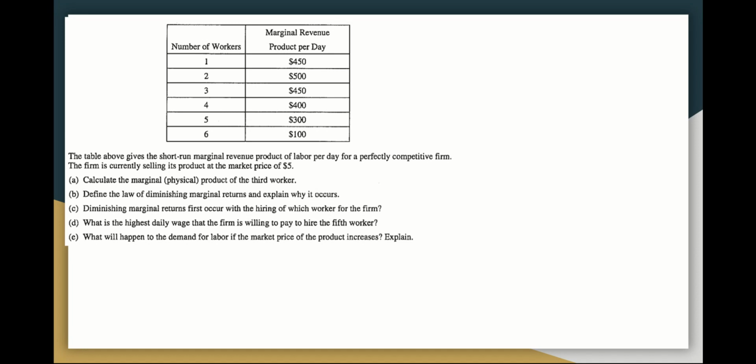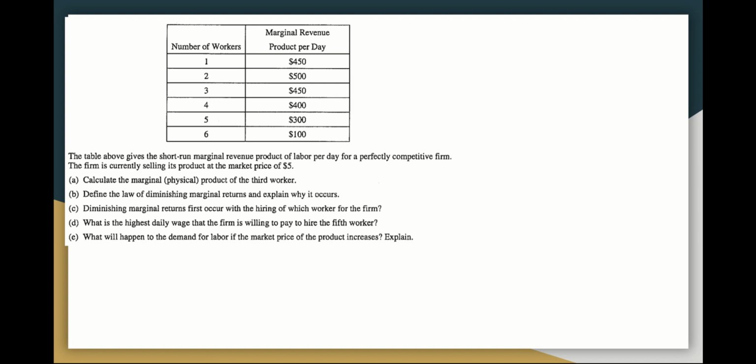Okay, here is a sample free response question. I can definitely see a question like this if you're talking about the online learning College Board exam. So we have our number of workers, and notice it's very important what they give you. They give you marginal revenue product per day. It is a perfectly competitive firm, so we know that no matter what, we're going to get that perfect competition with labor. And we know that the product price is also not changing. That product price is going to be $5.